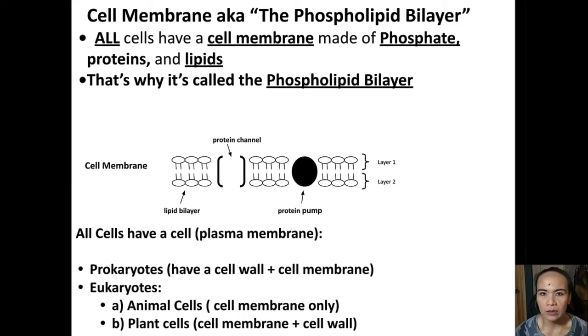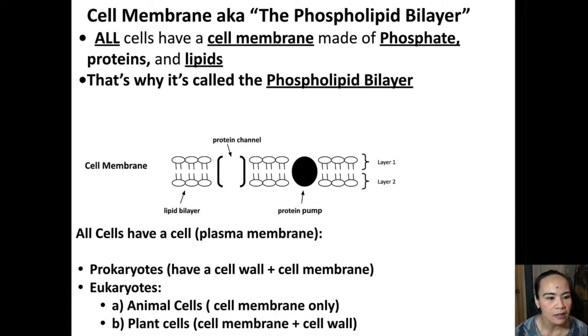Now, going back to the parts of the cell membrane, also known as your phospholipid bilayer, all cells have a cell membrane made of phosphate, proteins, and lipids. That's why it's called phospholipid bilayer. So, as you can see here in this diagram, there's a protein channel stuck in between those bilayers, and there's also this protein pump.